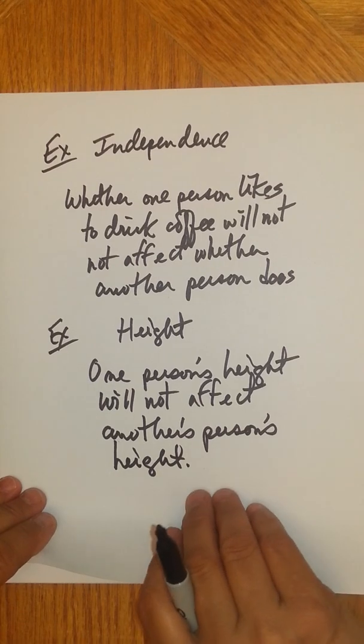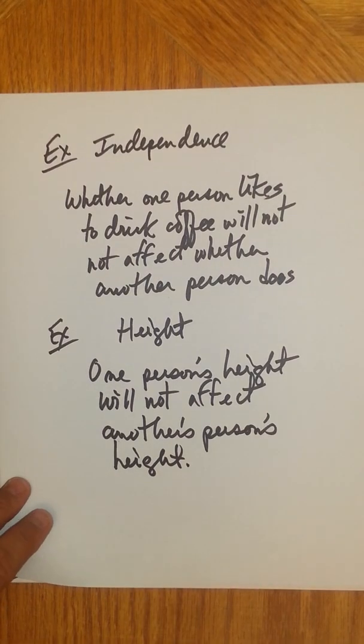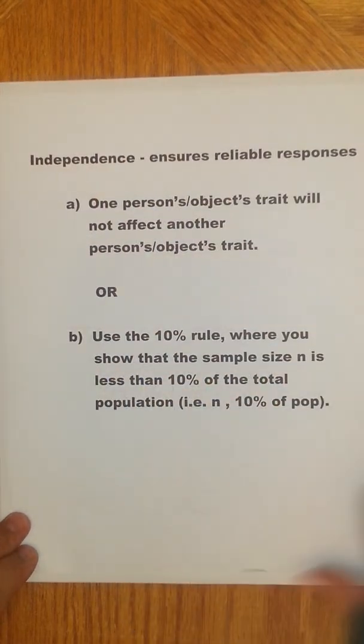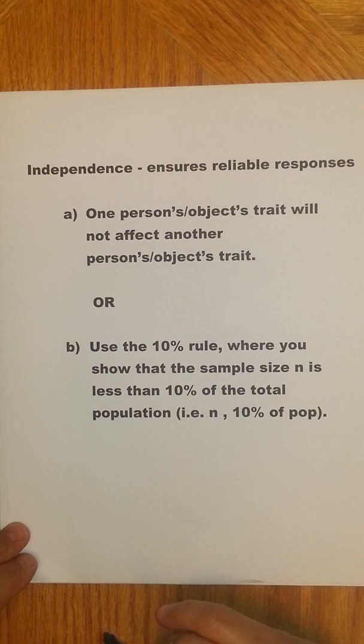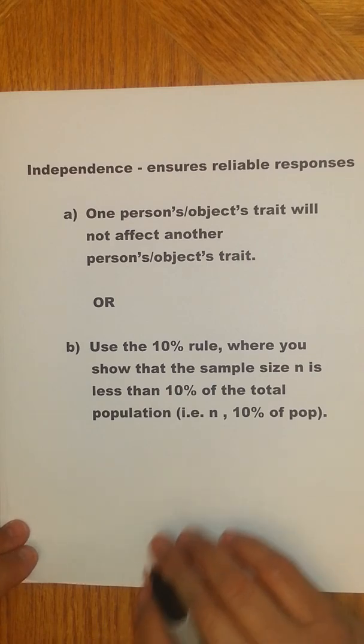Okay. Now, why do we have this 10% rule that I put under independence? Well, in the 10% rule, you have to show that your sample size is less than 10% of the total population. So what is going on there? That's when you suspect that the responses may not really be reliable. So let's give an example.